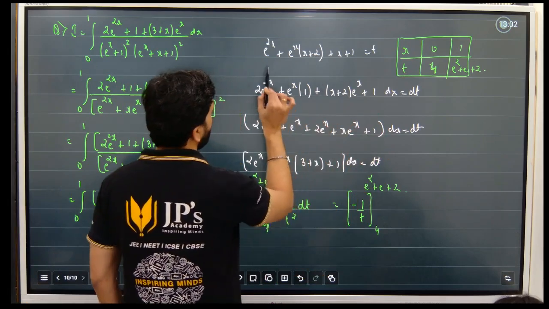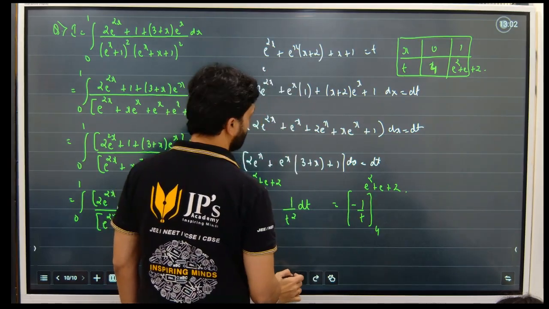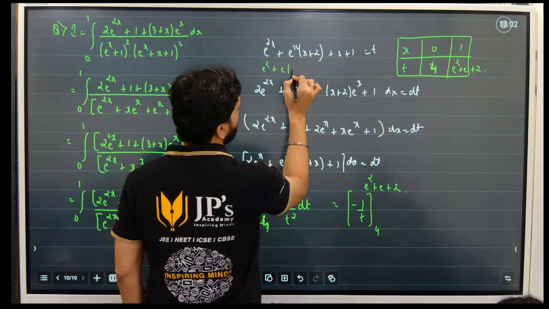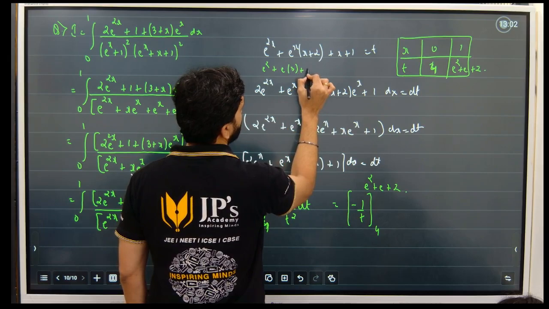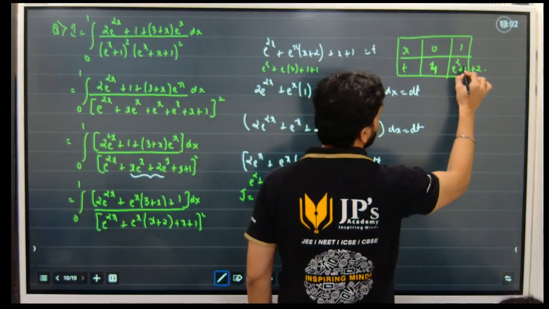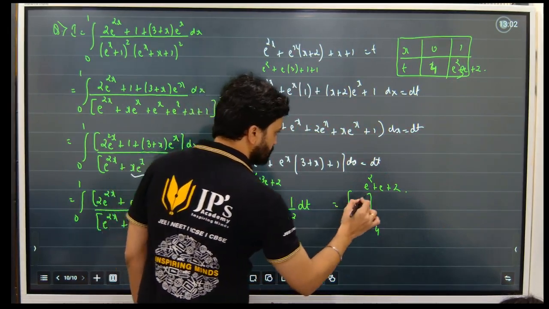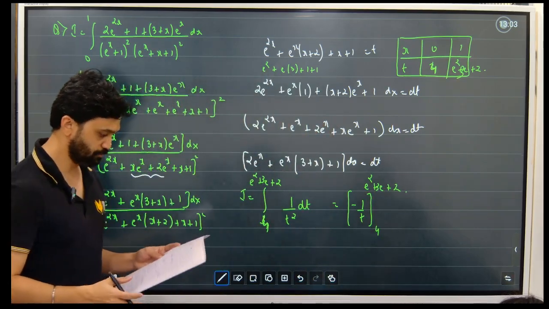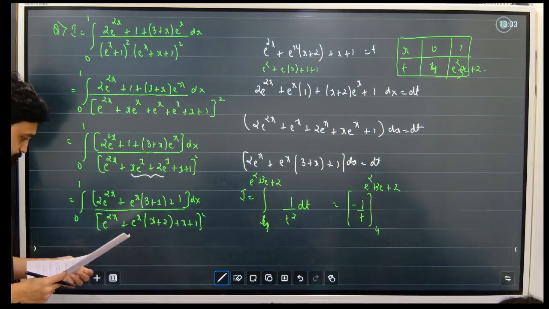If I put the value of x as 1, what will happen? This will become e square plus e into 3 plus 1 plus 1, e square plus 3e plus 2 will come. Oh my God, e square plus 3e plus 2. Yeah, now just substitute and you'll get the answer. Anybody has any doubts here? Did everyone understand? Next.